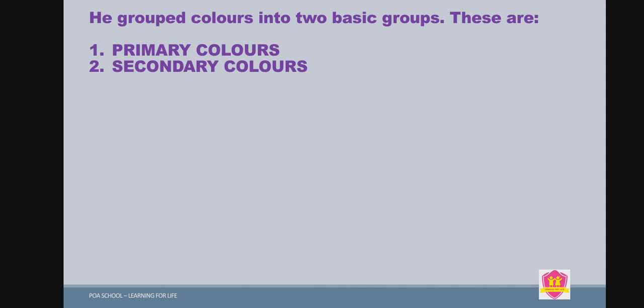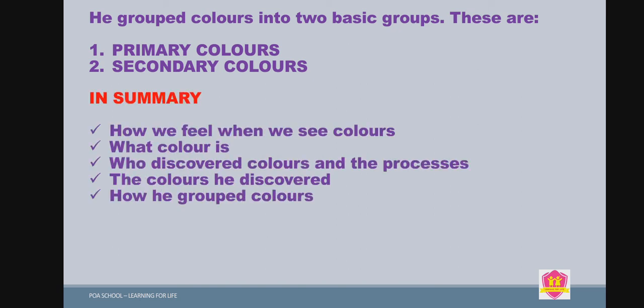Alright, after discovering these 7 rainbow colors, he then grouped them into 2 basic groups, and these groups are 1. Primary colors and 2. Secondary colors. So, in summary of what we learned today, the first question I would like you to ask yourself, how do we feel when we see colors? How do we feel when we see colors at all?